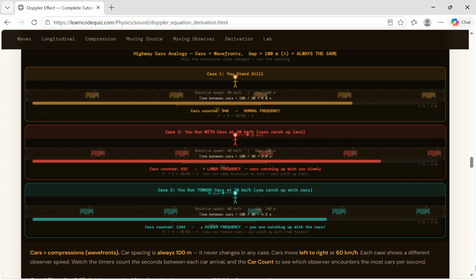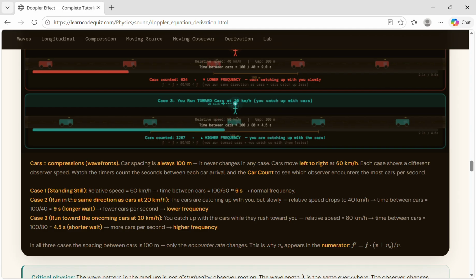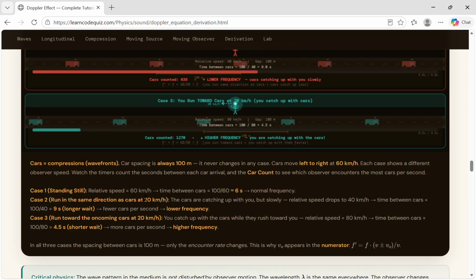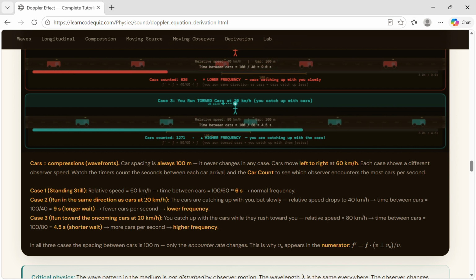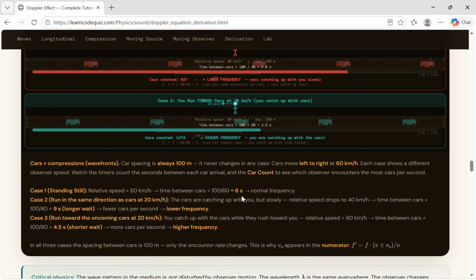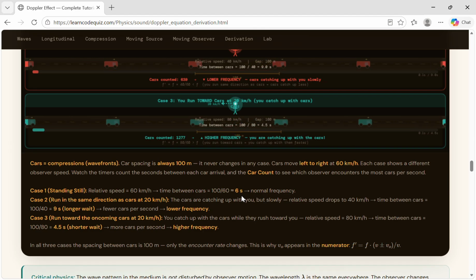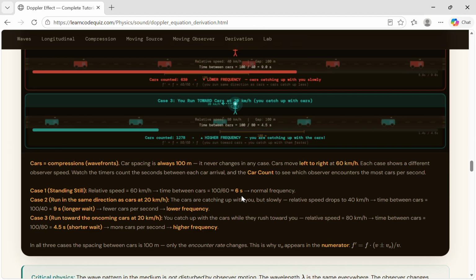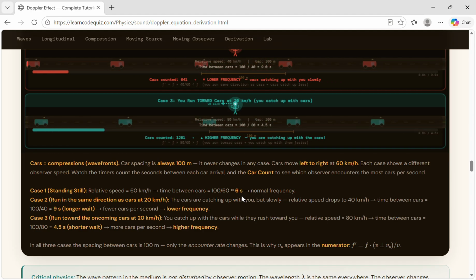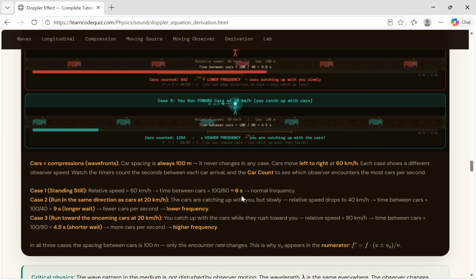Now, if you try to look at it mathematically, let's say the speed of the cars is 60 km per hour and the distance between each car is 100 meters. Then the time taken will be 6 seconds. That is, if you are standing still there, then you are seeing a car every 6 seconds.